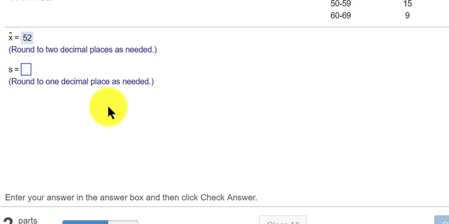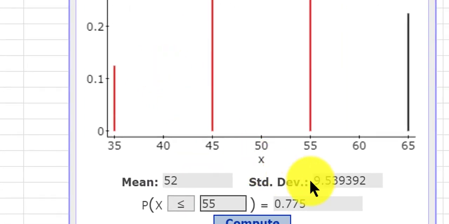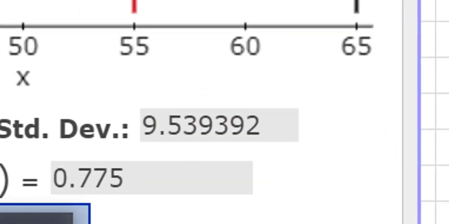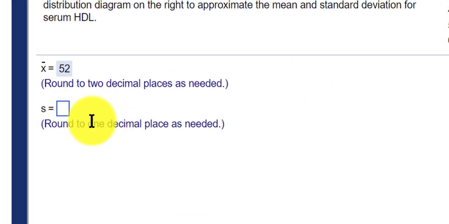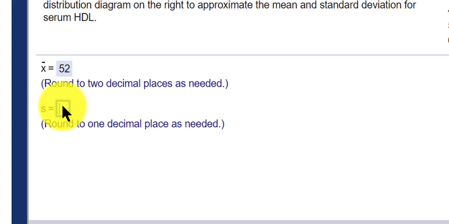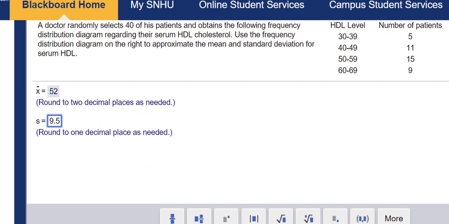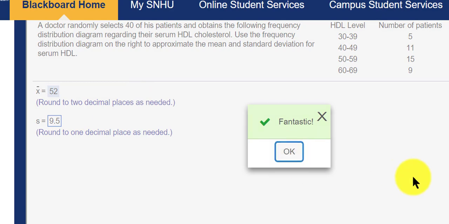The standard deviation, I go back to my table from StatCrunch, and that was 9.54. See how many decimal places we have to go to. 1 decimal place. So 9.5 should do it. And I just want to double check to make sure that's correct. Yeah, 9.5. Okay. I press check answer, and we are done.